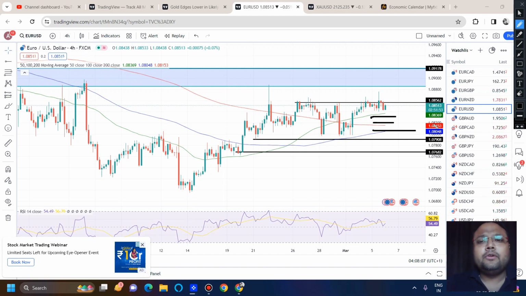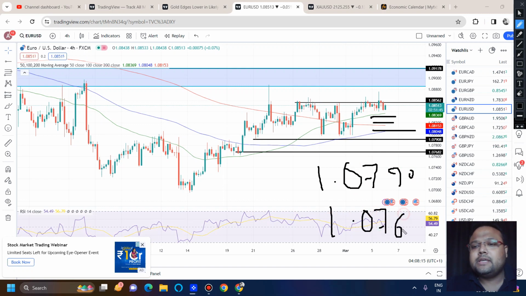On the chart of Euro USD at present, the best levels to enter are 1.0790 and 1.0768. These are the two levels where you can look for a buy position. If the market comes down, as a day trader, you can observe the market. This is the 4-hour time frame.